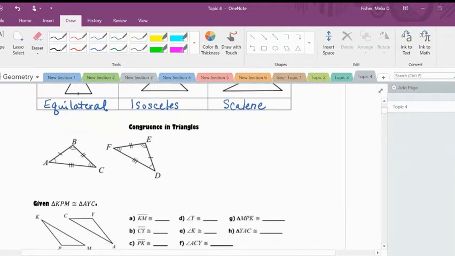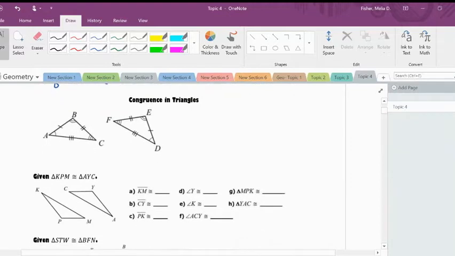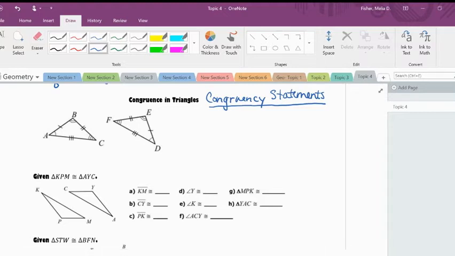We're going to talk about how we name our triangles when we're talking about congruence, and we're going to make some congruency statements. That is when we say one triangle is congruent to another triangle. And just as a reminder, congruent is that symbol that looks like an equal sign with a squiggle over the top of it.